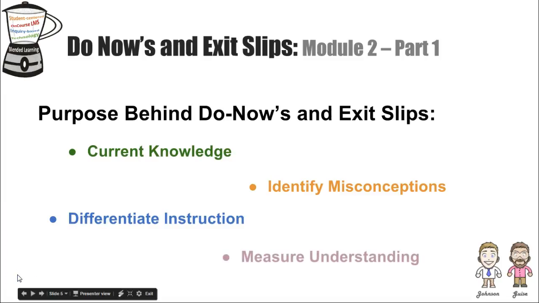And lastly, of course, do nows and exit slips both allow you to simply measure the understanding of your students to kind of let you know whether you have to go maybe revisit some concepts or when it's okay to move on to new concepts.